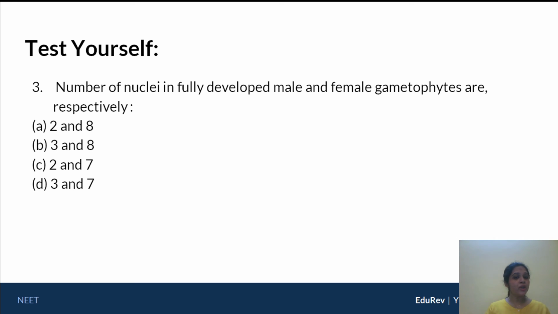So you could have looked at the options here. Option A says 2 and 8. That's definitely wrong. Option B says 3 and 8. That could probably be right. C, 2 and 7, that's wrong. And option D is 3 and 7. So your answer is between B and D. But very clearly, D will tell you that you have a mature embryo sac, and that's the correct option here.